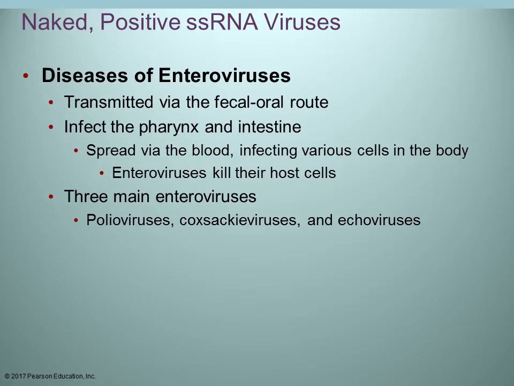Some of your enteroviruses, how is it going to be transmitted? Usually by fecal-oral route. It usually will infect the intestines. It can infect the pharynx. If it gets into the blood, then it can spread to obviously other areas in the body. There are three main enteroviruses: the polioviruses, Coxsackieviruses, and echoviruses.